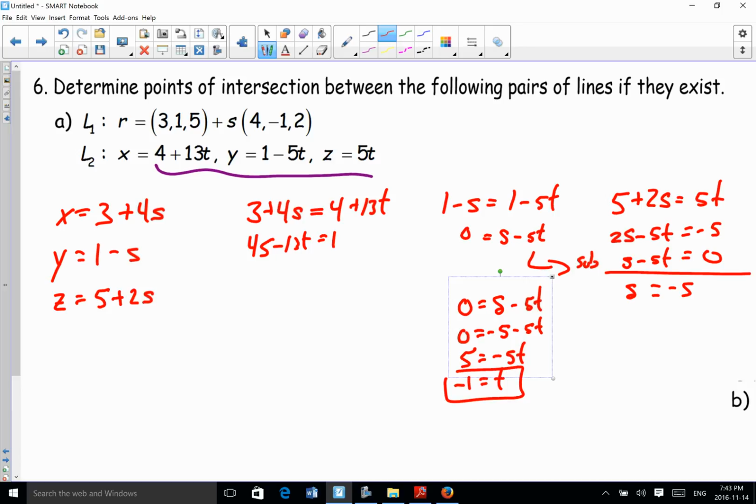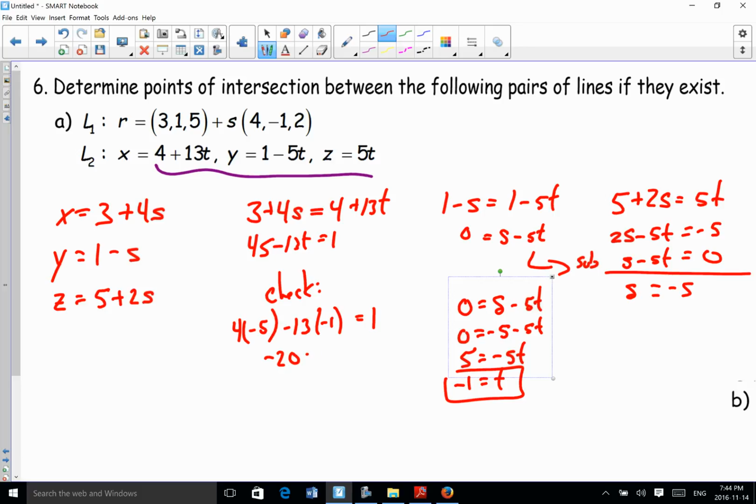Now, I always use my third equation as my checker. If it works in my third equation, that means there is a POI and I just have to locate it. If it doesn't work, then there's skew. So let's see what happens. s is negative 5. Okay, 13, t is negative 1. It's supposed to come out to 1.